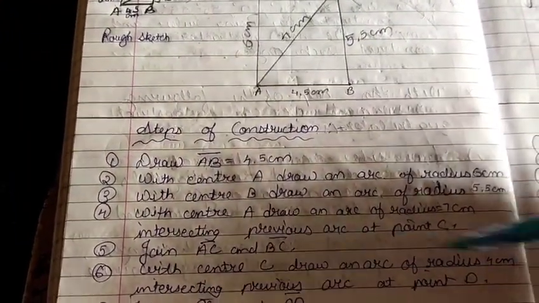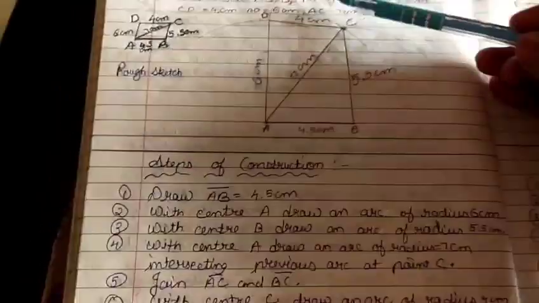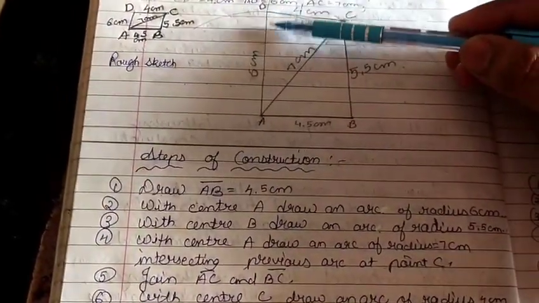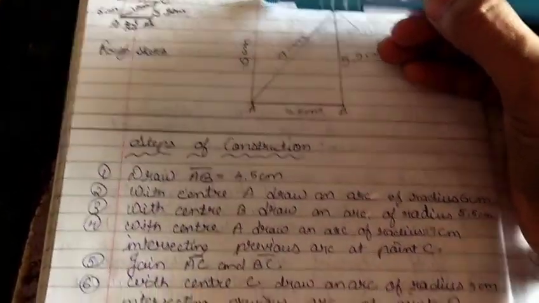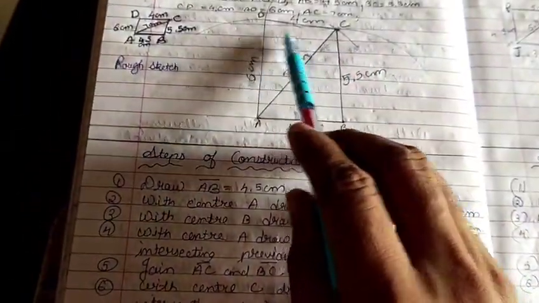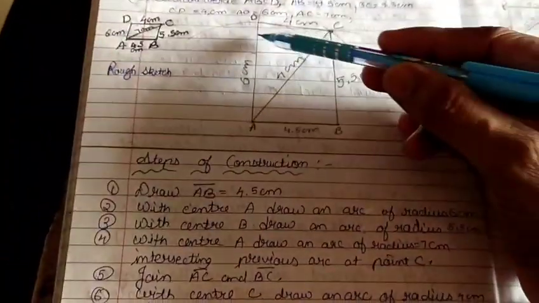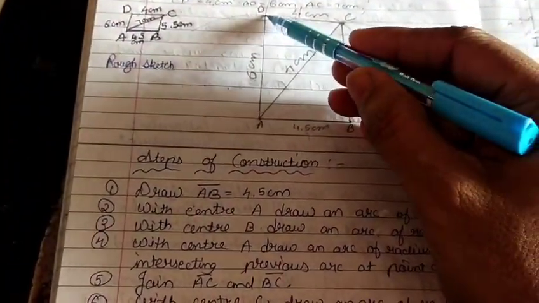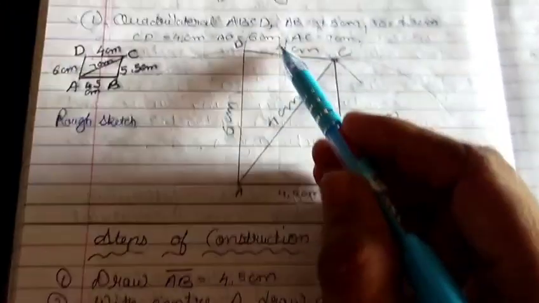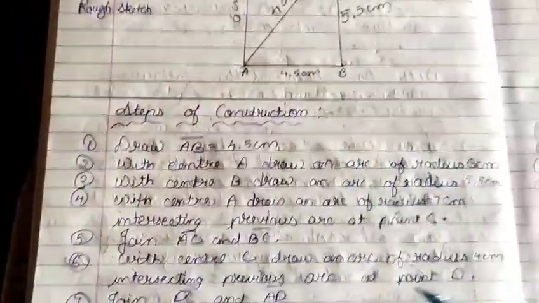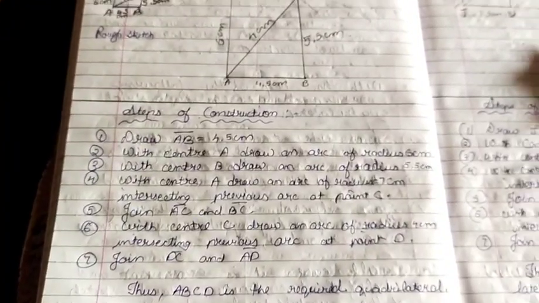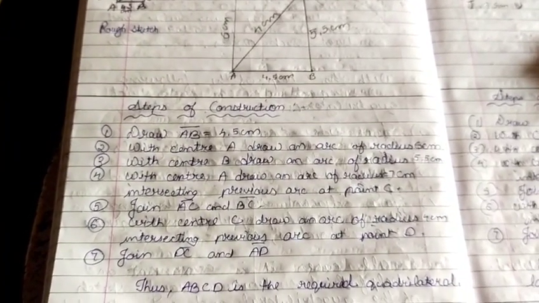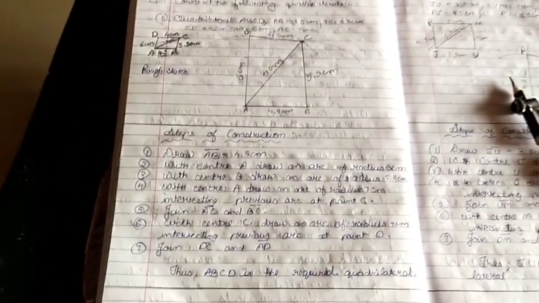draw an arc of radius 4 centimeter. So with center C, draw an arc of radius 4 centimeter, intersecting the previous arc at point D. Now join DC and AD. Now after getting the connecting point, we can easily draw DC and AD. So this is how we got our quadrilateral. So at the end, write down, thus ABCD is the required quadrilateral.